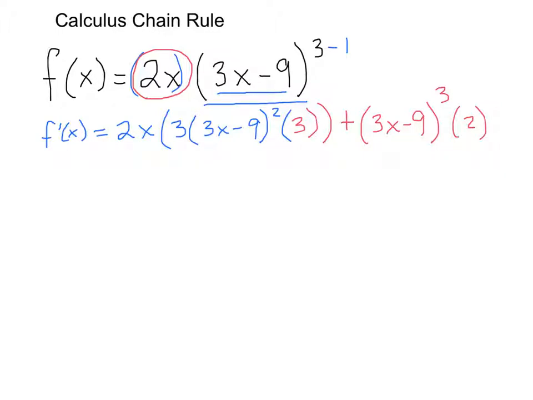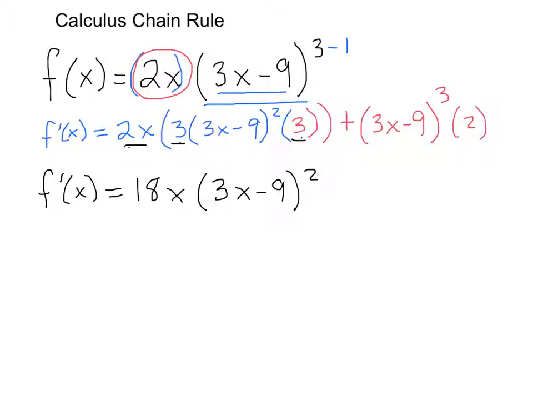Okay, so let's multiply 2x times 3 times 3. And so I'll say f prime of x equals 2x times 3 times 3. I've got 2 times 3 is 6, times 3 is 18. So I'll go 18x times 3x minus 9 all squared plus, I'm going to put this 2 in front, so I'll say 2 times 3x minus 9 cubed.